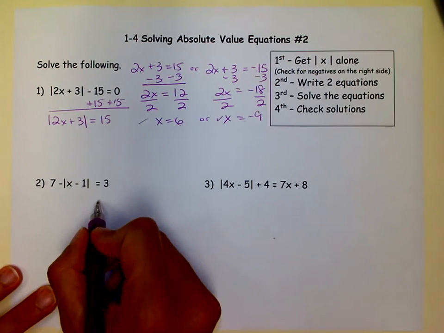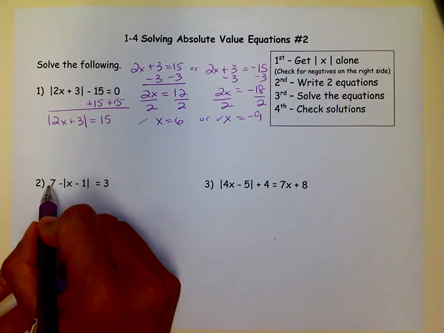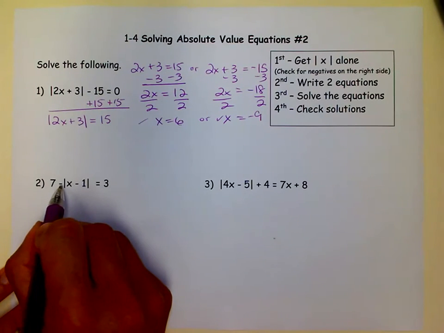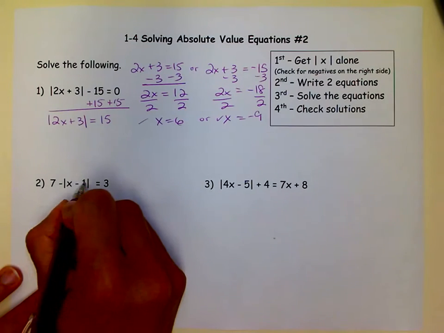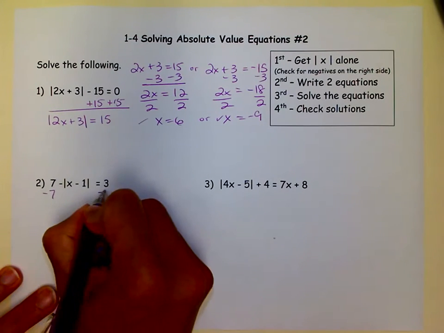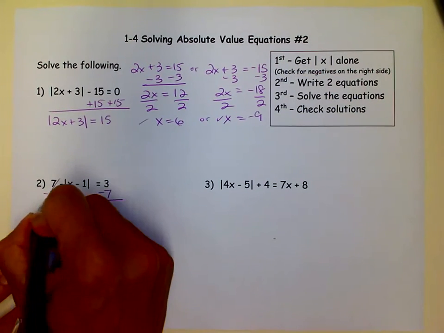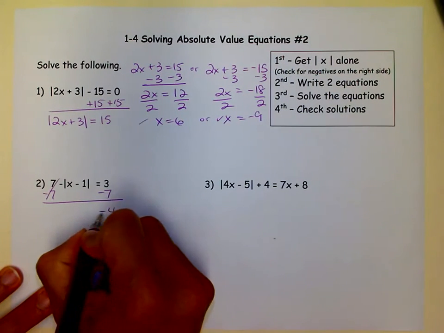Moving on to the next one. This is a plus 7 out here. Even though there's a minus sign, some kids get confused and they think that minus sign goes with the 7. But if it's after the 7, that goes with this expression. So we minus 7 from both sides. That cancels out, and we get a negative 4.